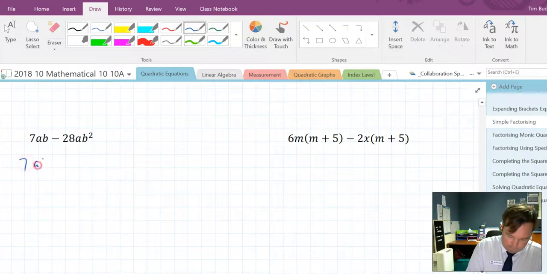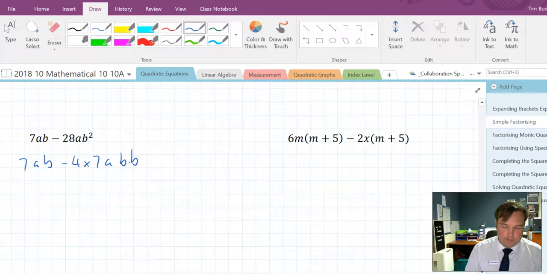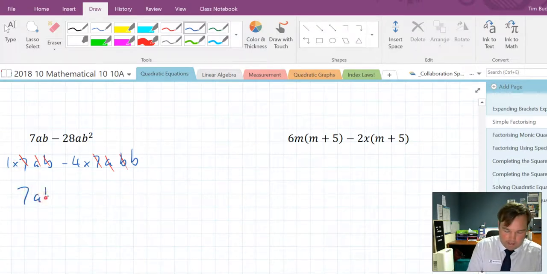7ab, that's pretty well split, minus 4 times 7abb. What's common to both is a 7, an a and a b. We can think about that at the start there as 1 times 7ab. So if we're taking out 7ab, what we're left with is that 1, and it's important we include it there. And then we're left with a minus 4 and a b.